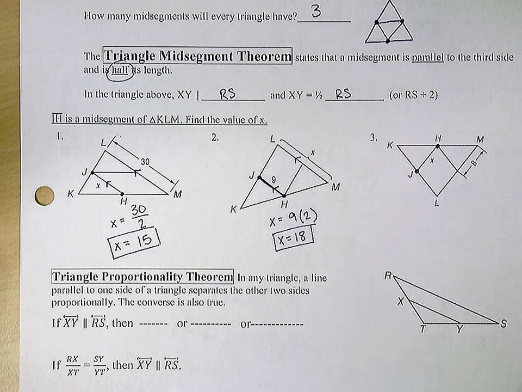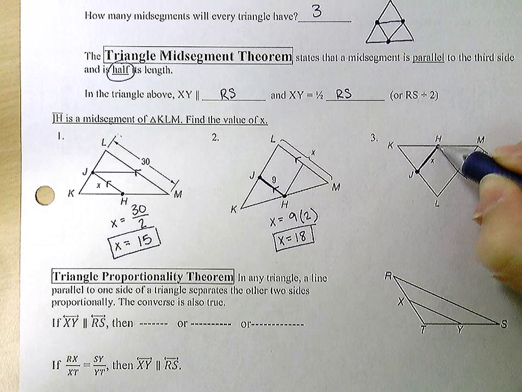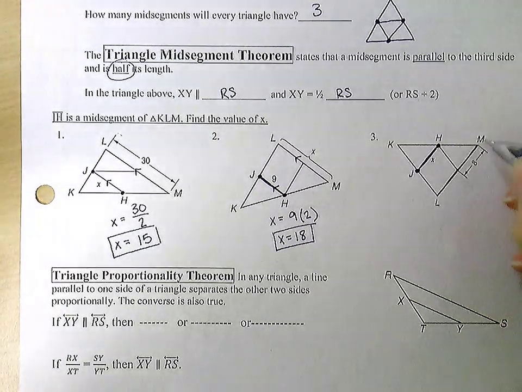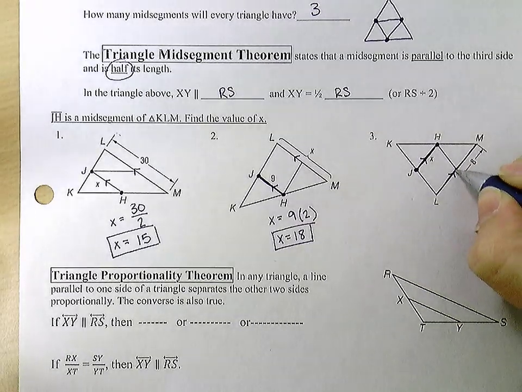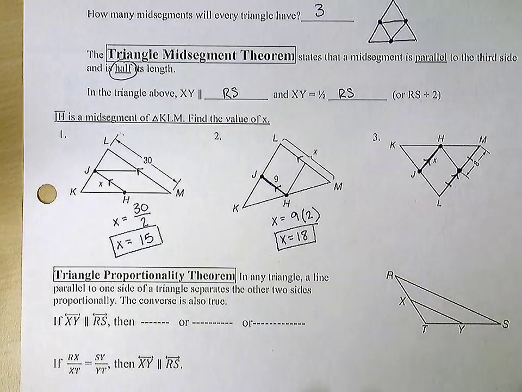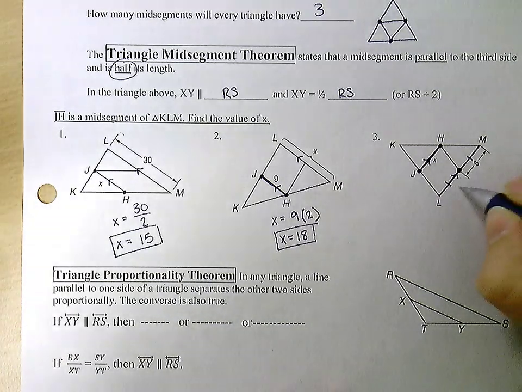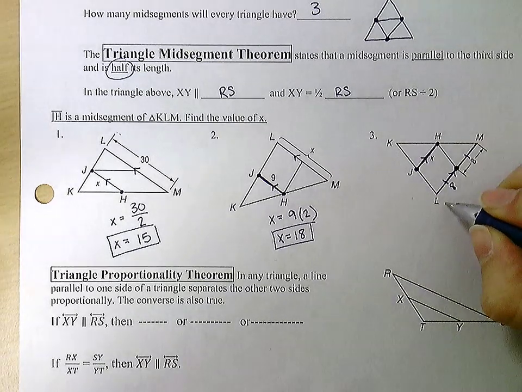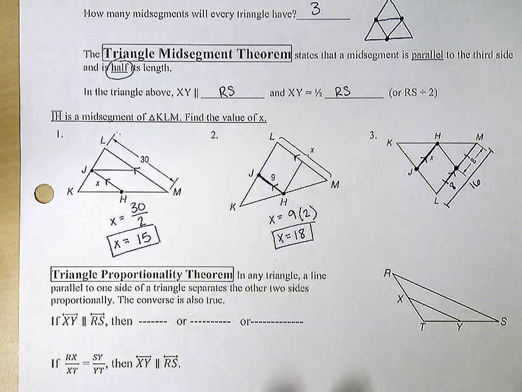The last one here, JH is right here. That's what we're looking for. LM is, again, the parallel side. Now this point right here, it doesn't say it, but these are congruent to each other. So if this length is 8, this length is also 8. So all of LM is 16.